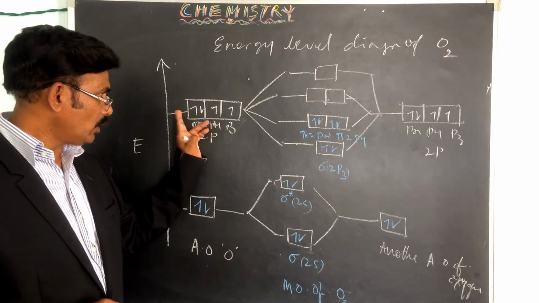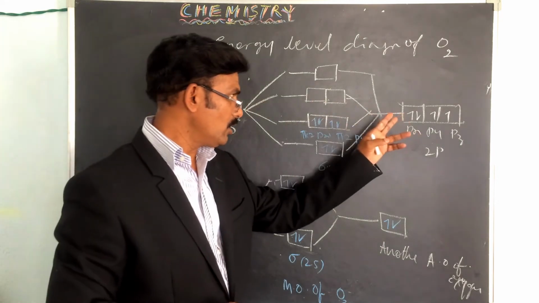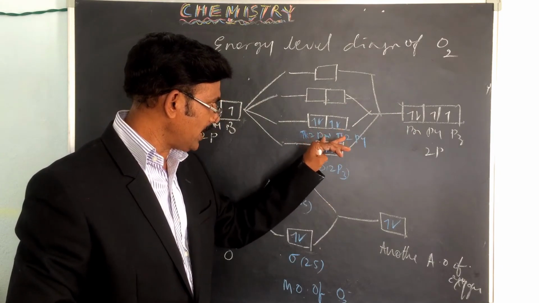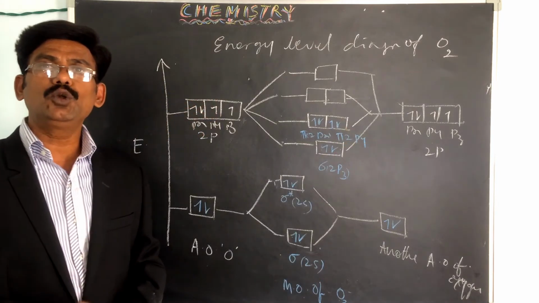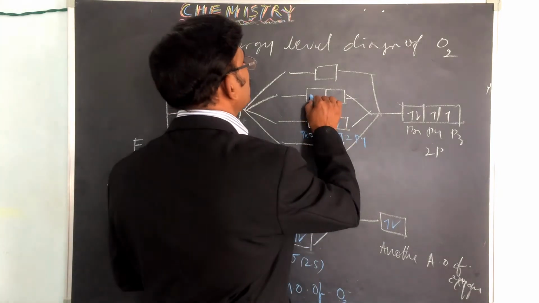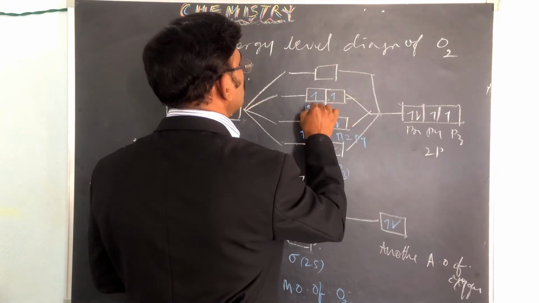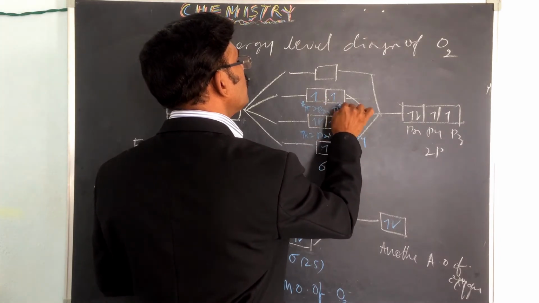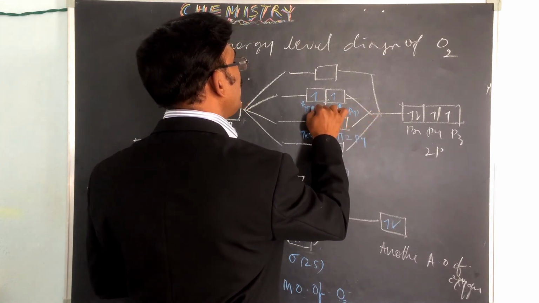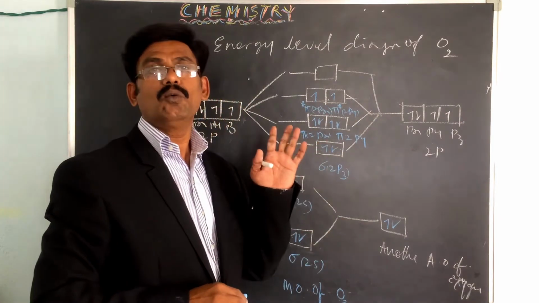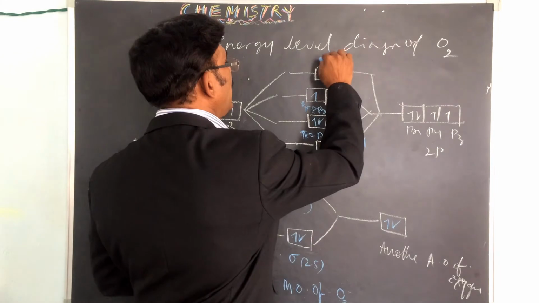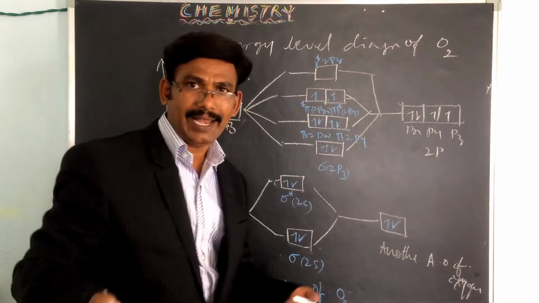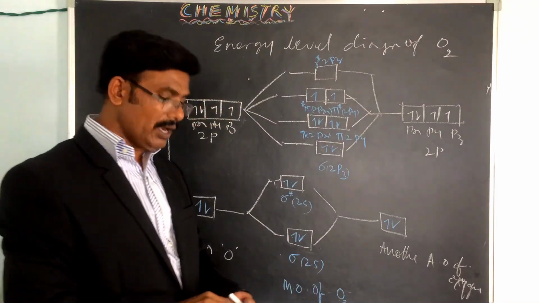That means total how many electrons? Here 4, total 8 electrons. Now 2 electrons in sigma 2pz and 2 electrons in each pi, total 6 electrons. And 2 more electrons are present here, 1 each in pi star 2px and pi star 2py. And sigma star 2pz has 0; there are no electrons in that.